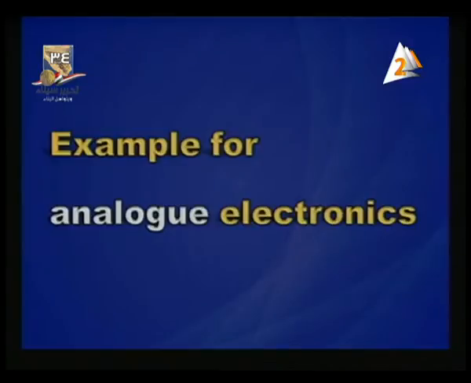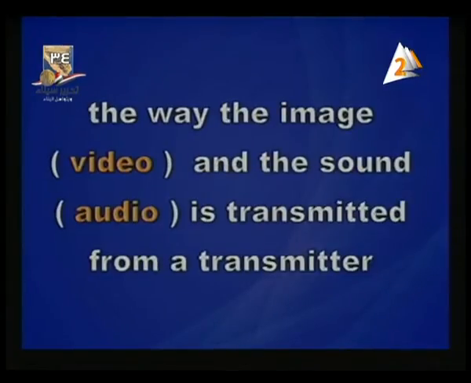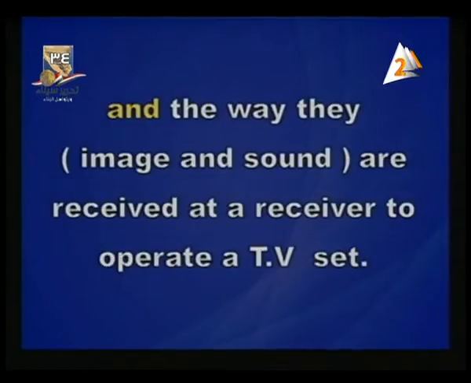An example for analog electronics is the way the image, which we call video, and the sound, which we call audio, are transmitted from a transmitter, and the way the image and sound are received at a receiver to operate a TV set.